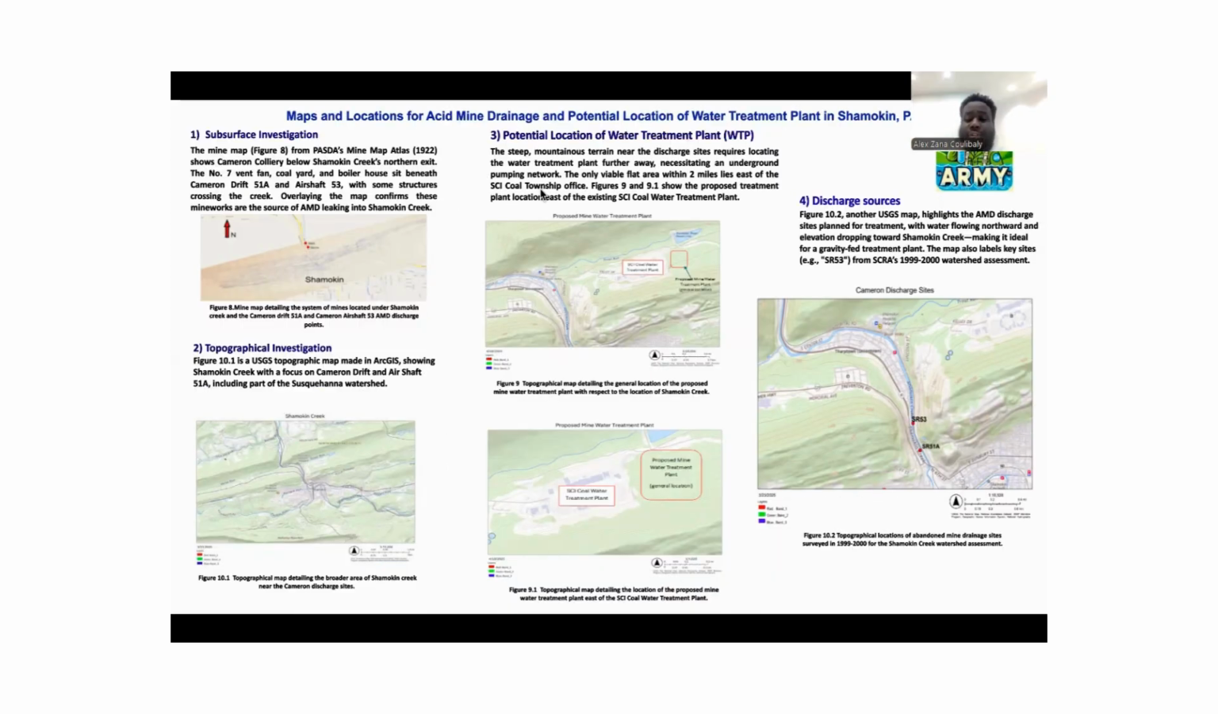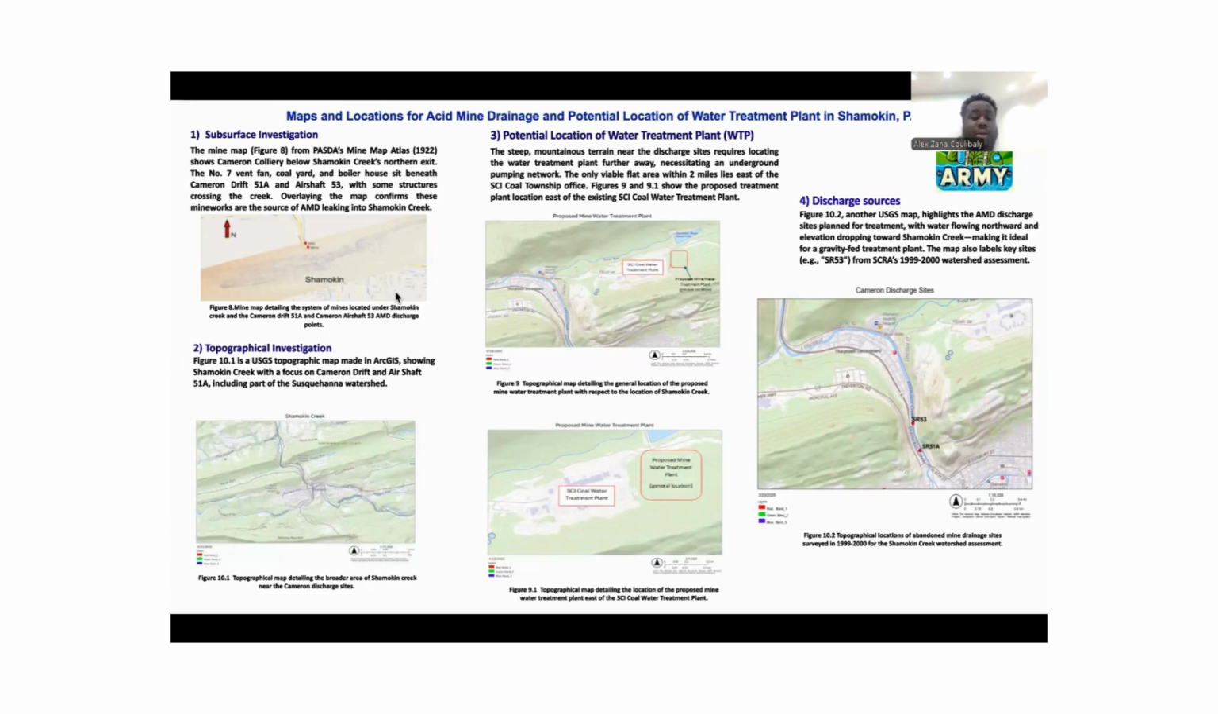The first part of the investigation was to display the different locations for the acid mine drainage and our potential water treatment plant in Shamokin, PA. The first thing we did was a subsurface investigation. The mine map here is under Shamokin Creek. You can see there are various different outlets of mines under Shamokin Creek.